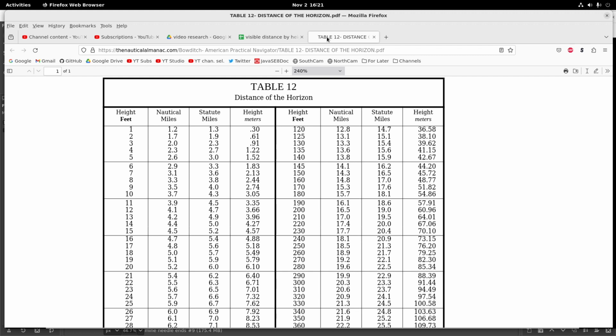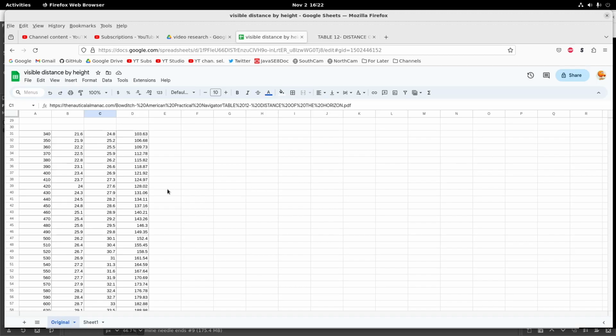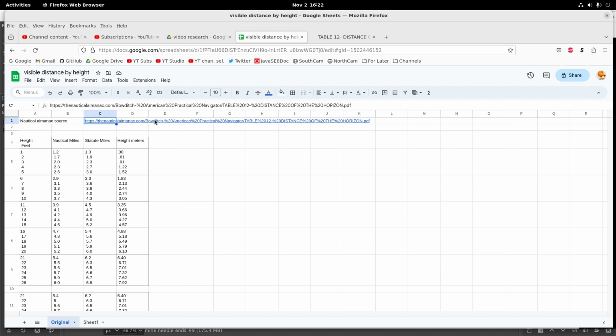I used an app on my phone that allows me to take a picture and it's going to look for text and convert the image to text. So I created this spreadsheet. There's the URL, by the way.